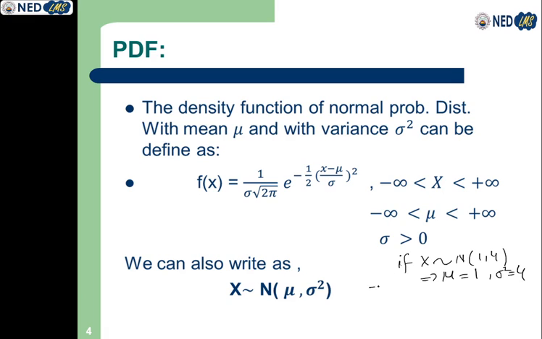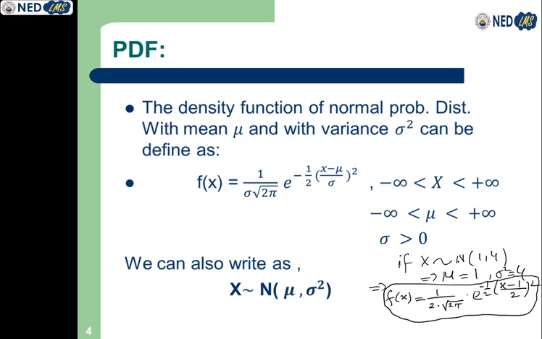So how can we find the PDF? f of x is equal to 1 upon sigma, that is 2, times under root 2 pi, where mu is equal to 1 and sigma square is equal to 4. So find the values of mu and sigma square and put them in the PDF formula. You get this random variable's PDF: e to the power minus half, x minus mu, that is 1, upon sigma, that is 2, whole square. This is the normal distribution PDF.